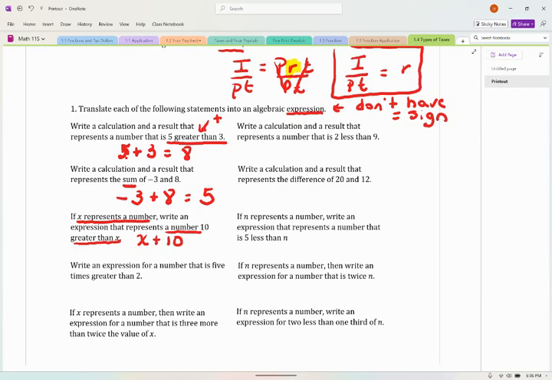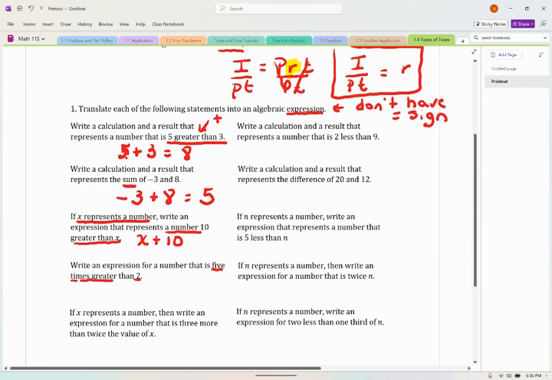Write an expression for a number that is 5 times greater than 2. 5, now we show multiplication, we could use parentheses or you can use a dot. 5 times greater than 2 is 10.